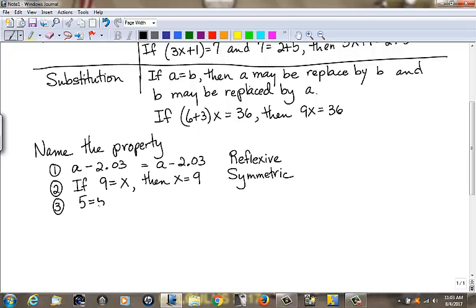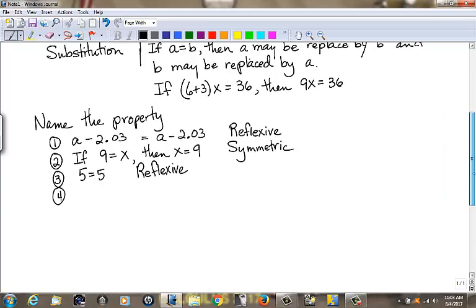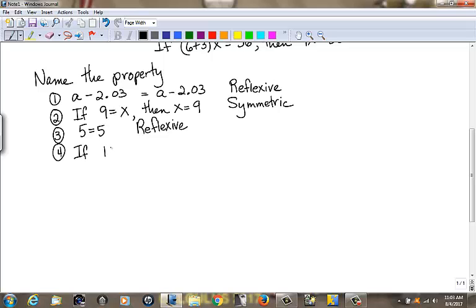If I said like 5 equals 5, I think that was in one of our examples. Any number equals itself. That's reflexive. And last example, if 1 plus 4 equals 5, and 5 equals 2 plus 3, and 1 plus 4 equals 2 plus 3. So name that property. Okay, and that should be if a equals b and b equals c, then a equals c. Notice the 1 plus 4 is the same order, the 2 plus 3 is in the same order, and that is transitive. If a equals b and b equals c, then a equals c.